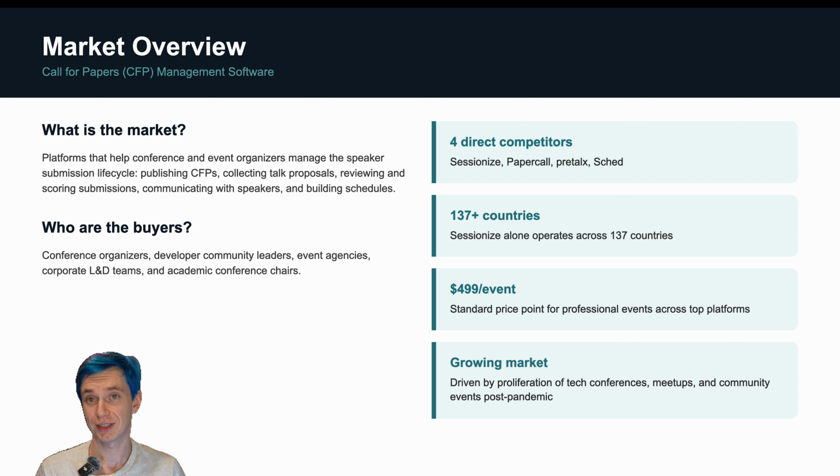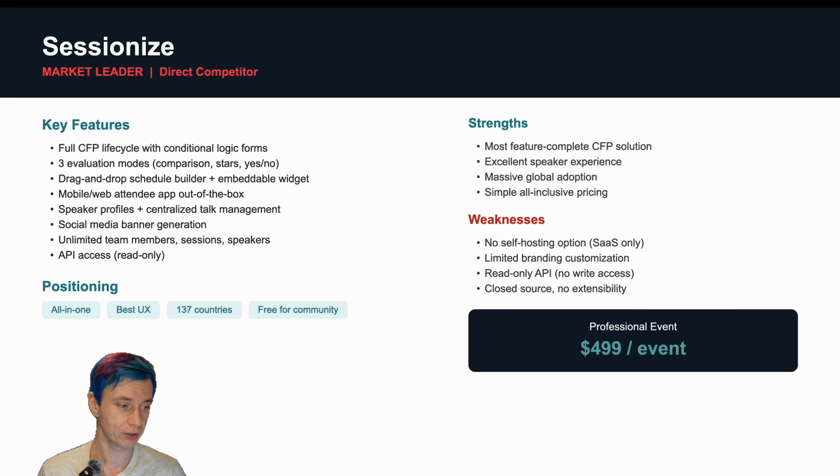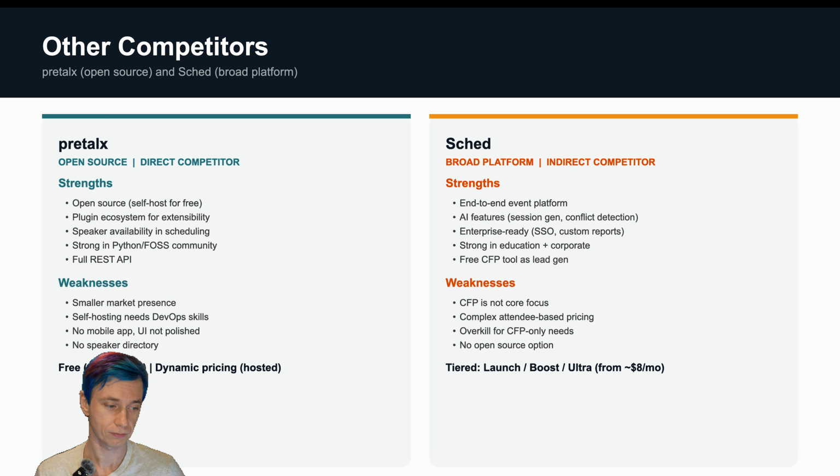First, the agent decided to start with the market overview, which makes sense. So we have 4 direct competitors: Sessionize, Papercall, Pretalx, and Sched. They operate across quite a large number of countries. We have some prices, and there is a note that it is a growing market. Next, logically, the agent decided to cover our main competitors. There's Sessionize, Papercall, and 2 other competitors. It presented for all of them the strengths and the weaknesses.